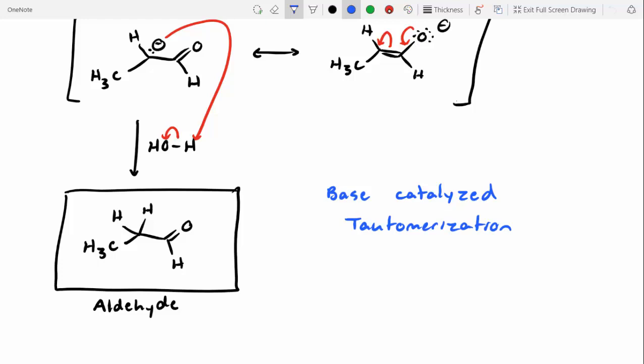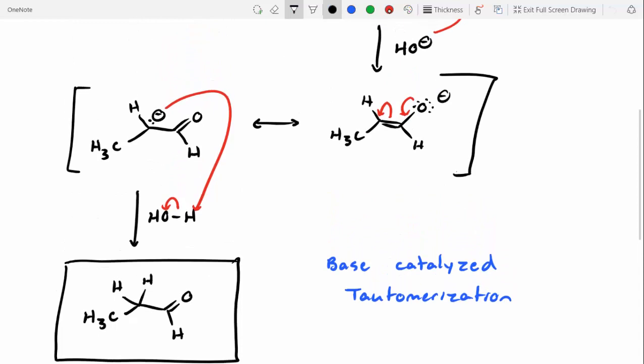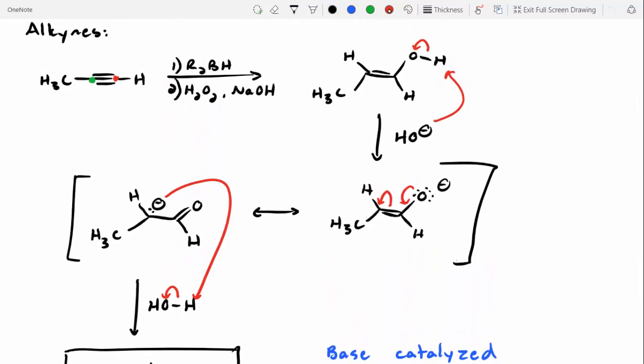So let's go back to our reagent really quick, because I kind of sped through this. And I had R2BH. I didn't use borane. Anybody have an idea why I used something that was bigger than borane? Any guesses?